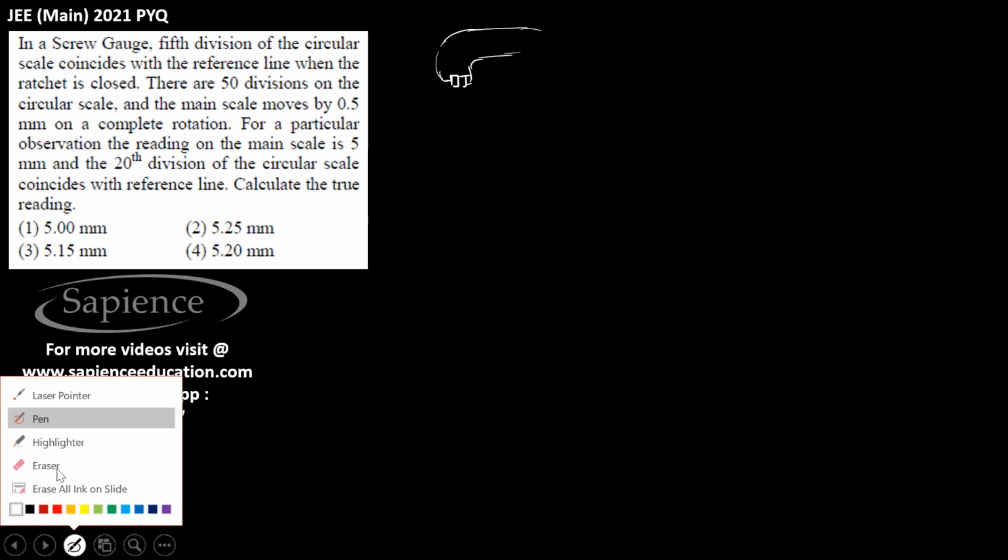Next question. In a screw gauge, the fifth division of the circular scale coincides with the reference line when the ratchet is closed. Ratchet is closed means you have already closed the ratchet, so there is no reading taken till now. So he is talking about the zero error. The zero error is equal to 5 divisions on the circular scale, because till now we haven't measured any part.